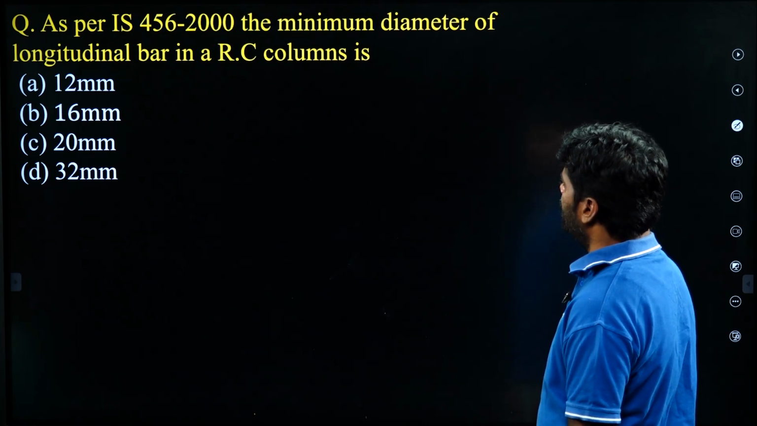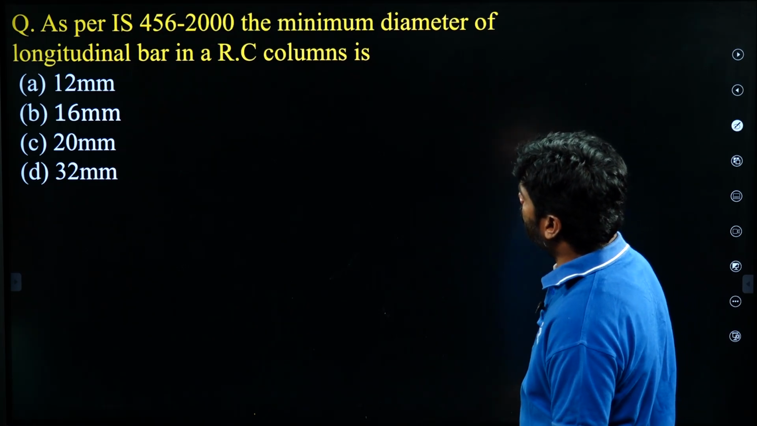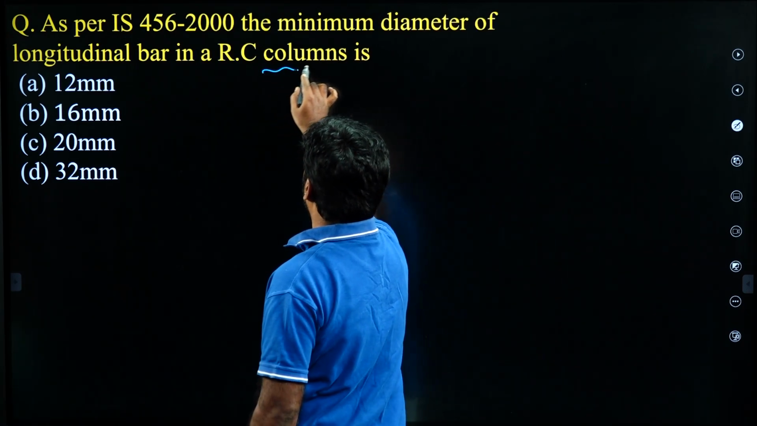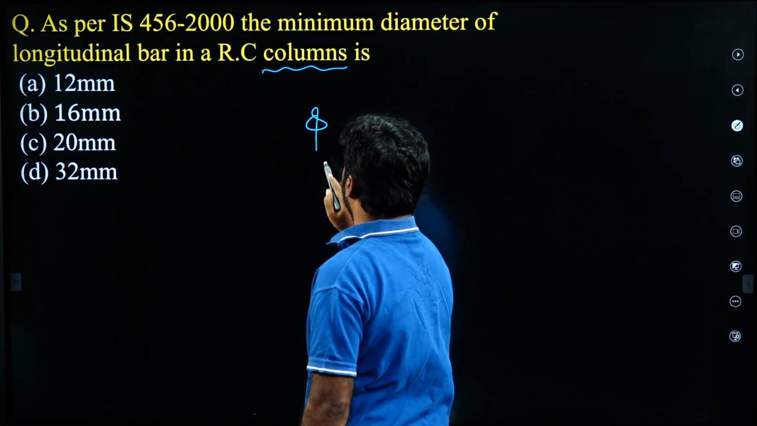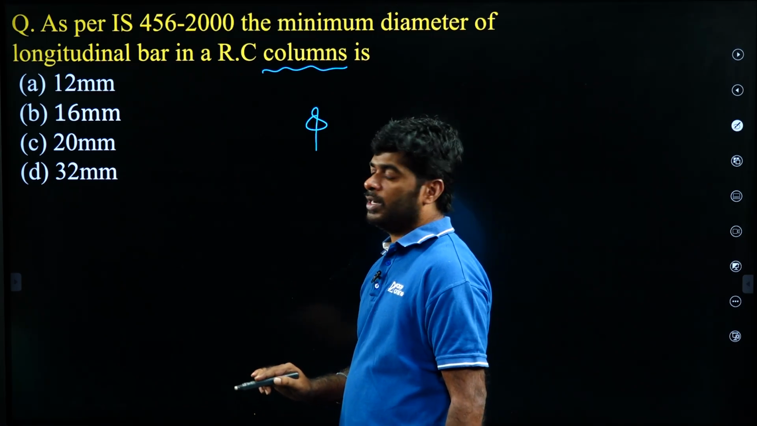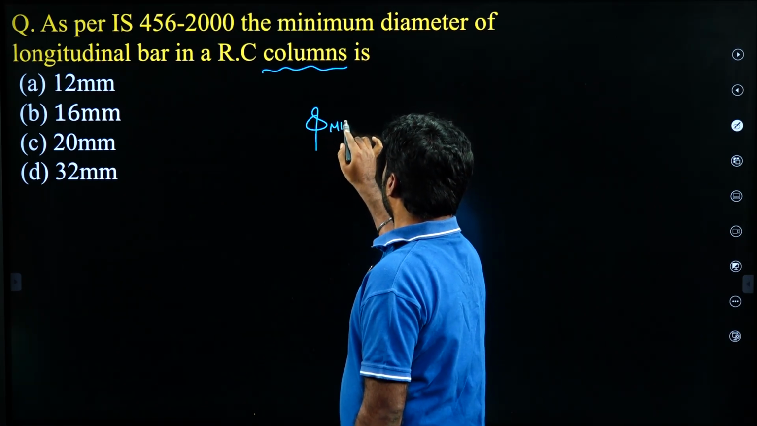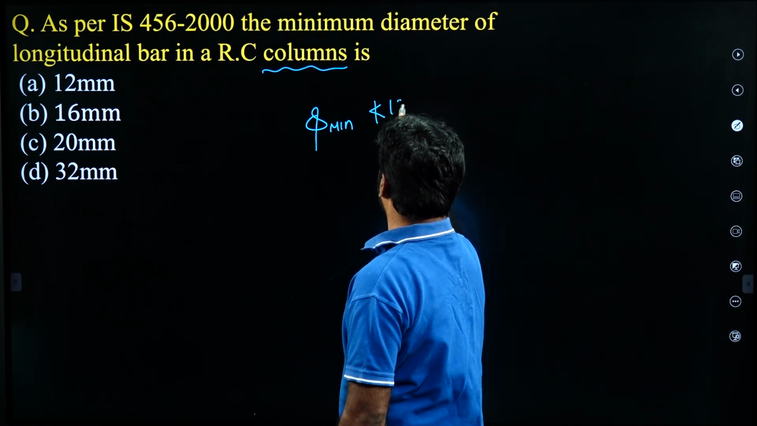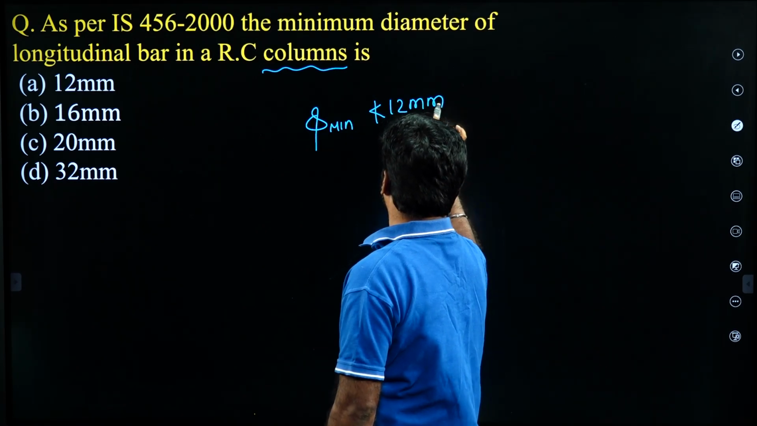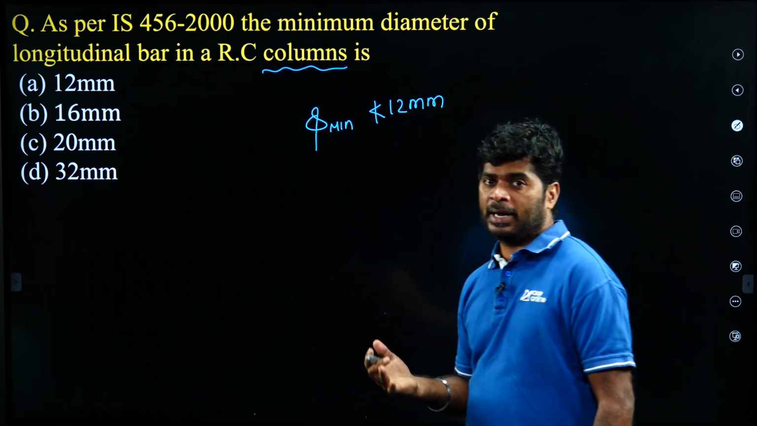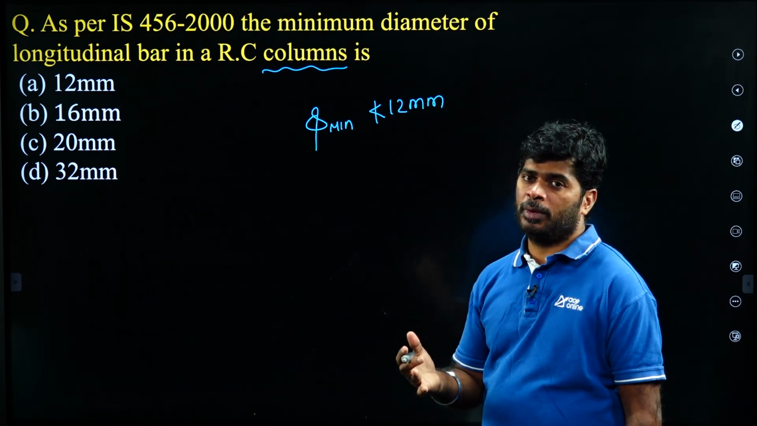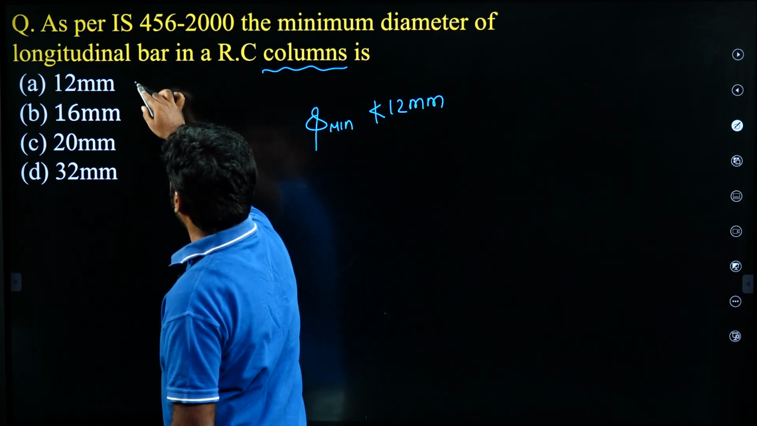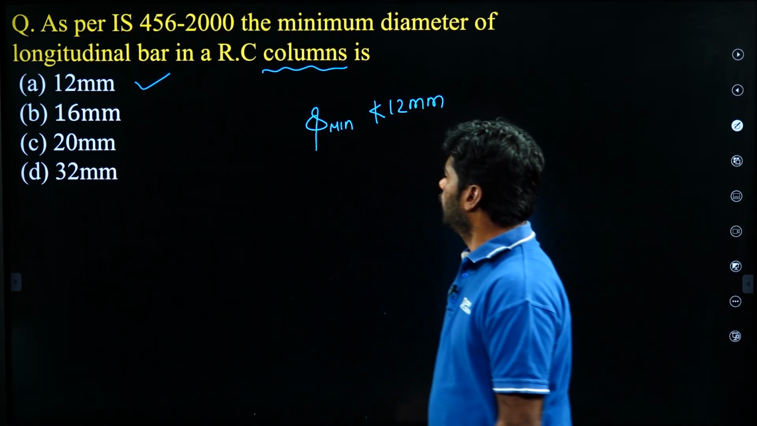As per IS 456-2000, the minimum diameter of longitudinal bar in an RC column. In columns, what will be the minimum diameter of bar you can provide for longitudinal steel? Minimum diameter should be 12 mm. It should not be less than 12 mm. At least 12 mm you can maintain. For avoiding buckling, minimum 12 mm diameter you can maintain for longitudinal steel. So, 12 mm. Option A correct. Next question.